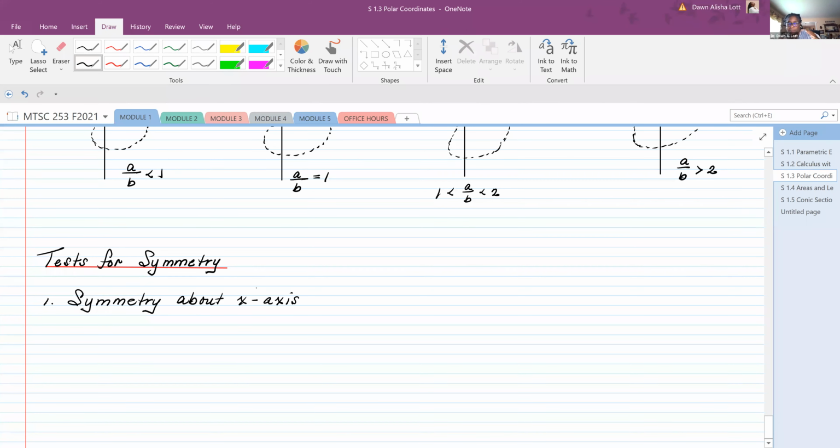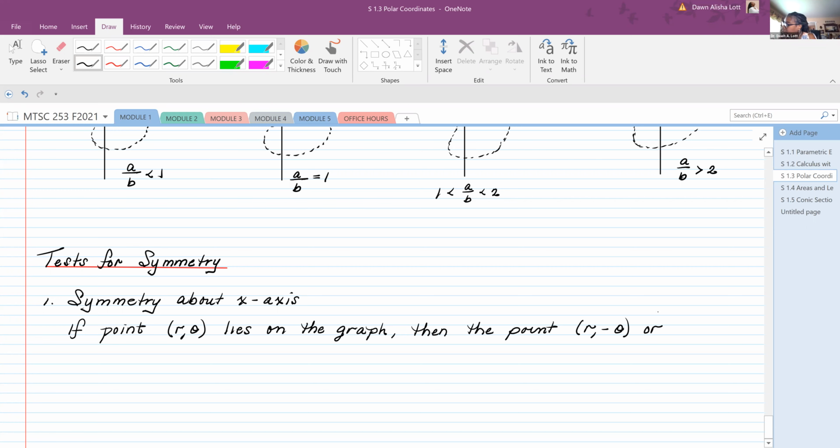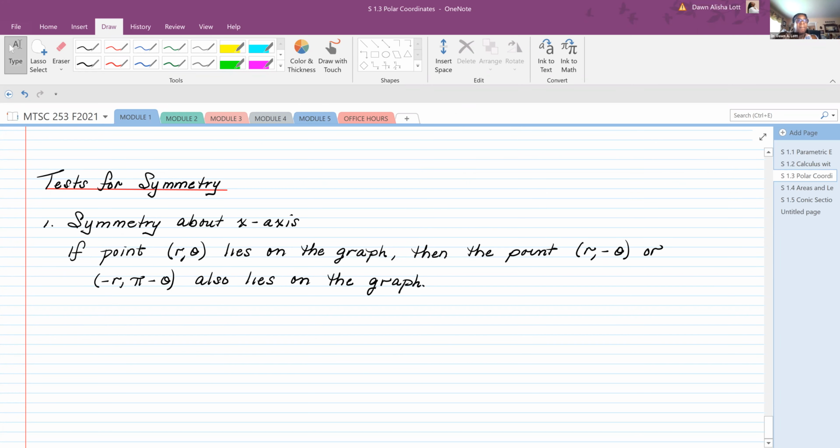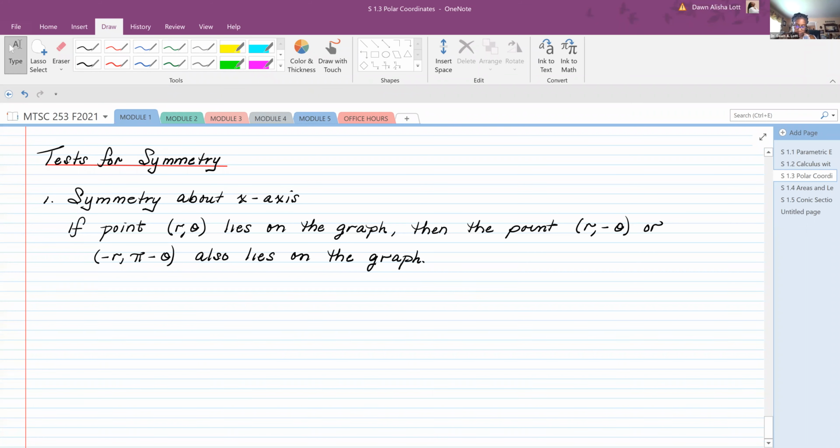And the way you know something has symmetry about the x-axis is if the point r theta lies on the graph, then the point r minus theta, or minus r pi minus theta, also lies on the graph. Okay. So that looks like this.